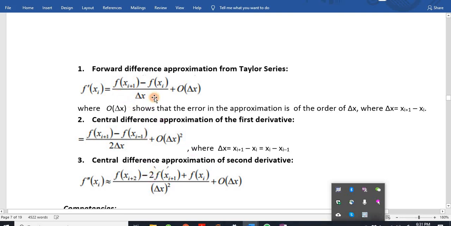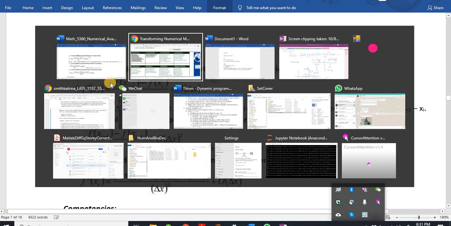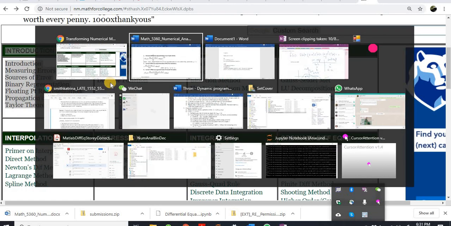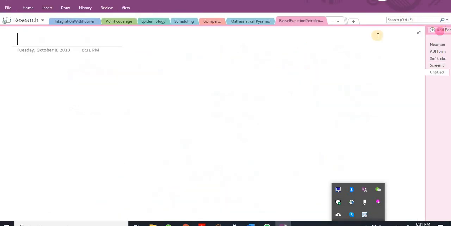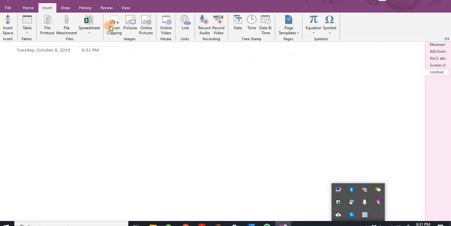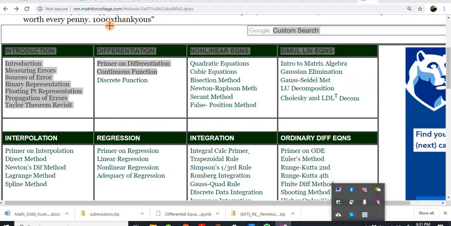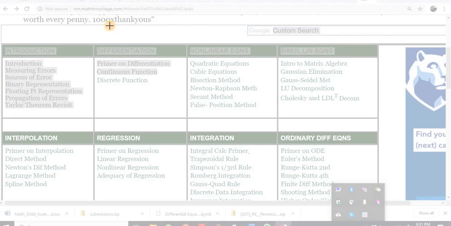This also you may see differently, so let me copy this also. I'll just go here and start a new page.